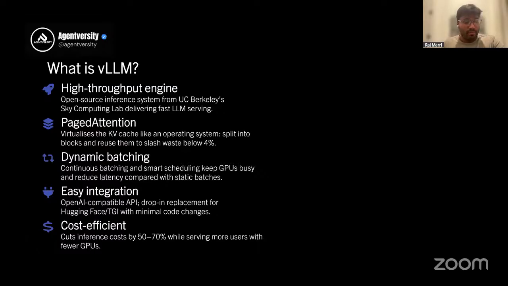There's also easy integration. vLLM also provides a way for us to expose the LLMs as an API. So now I have an LLM. If someone wants to programmatically access it, or maybe they want to build an agent, I could do that out of the box with vLLM. It provides an OpenAI compatible API that you can just use as a replacement for Hugging Face or TGI, which are some projects from Hugging Face, with minimal code changes.